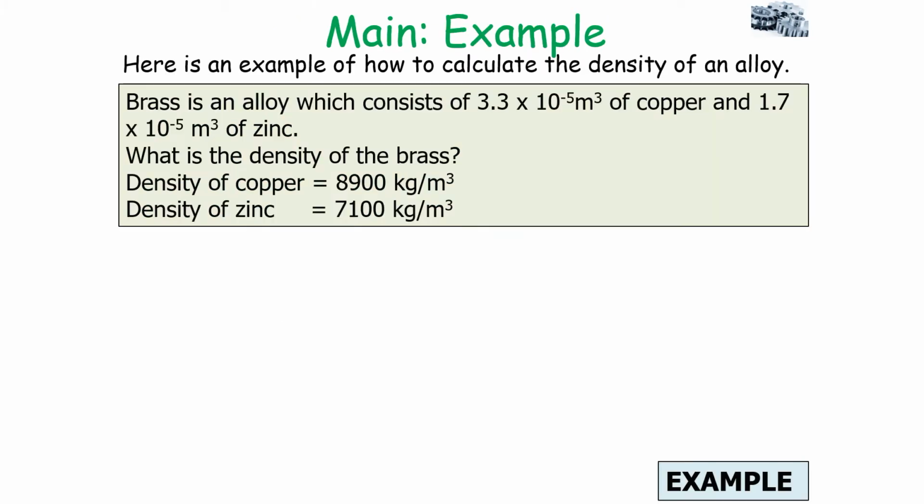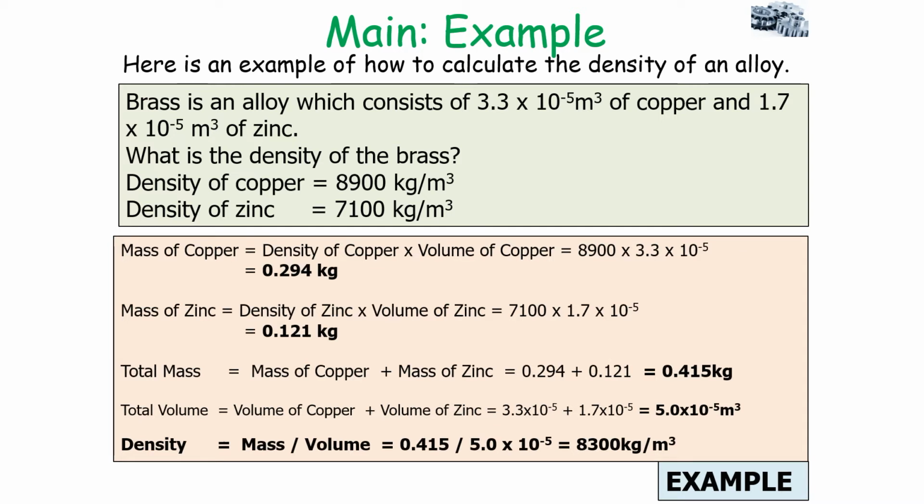So let's have a look at an example calculation. We can calculate the density of brass, which is an alloy, by carrying out the following calculation. You use the equation mass is equal to density times volume to work out the mass of the copper and the zinc. You can then add the two values together to get your total mass. You then add the two volumes to get the total volume. Then you can do density as mass over volume.